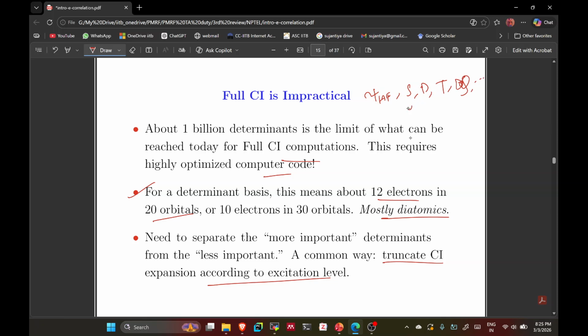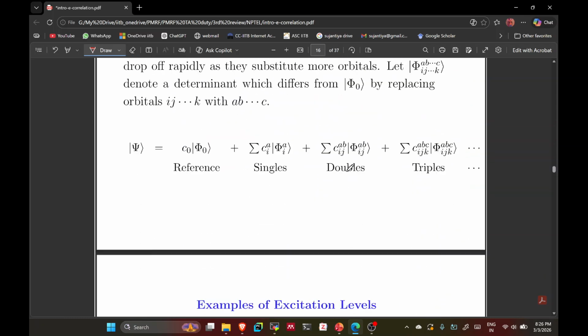Now you can see that in singles you excite one electron to another orbital, right? In doubles you excite two electrons. So you can sense physically that you have to give more energy to get the doubles and the triples excitations. Eventually, if you have 10 electrons, there will be ninth excitation, 10th excitation, and they are very unlikely to happen. So you can neglect those determinants. That's why this is a truncated CI according to the CI level, right?